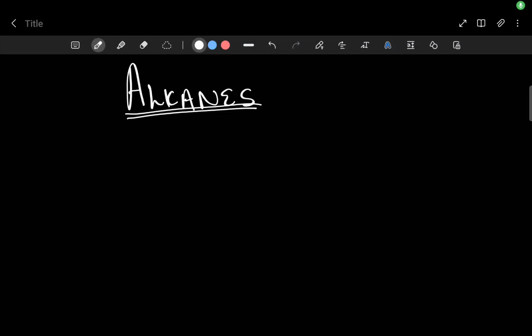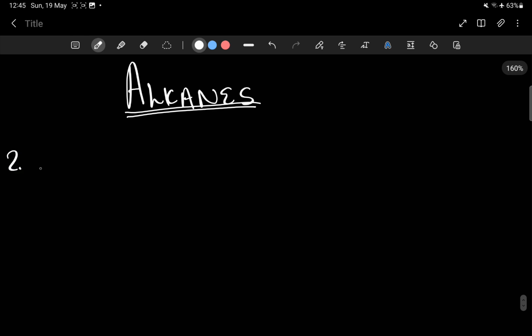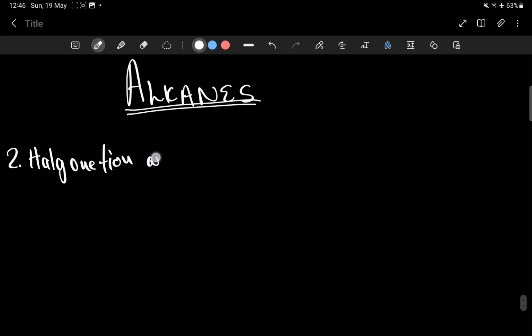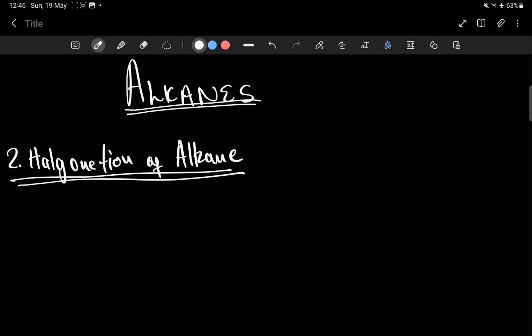All right, now reaction number 2 of alkanes is what you sometimes see called halogenation, which means we are adding a halogen. A halogen is an element from group 7, which is either chlorine, bromine, iodine or astatine. But the ones we will really be looking at are chlorine and bromine. Halogenation of an alkane means we are adding a group 7 element to an alkane.